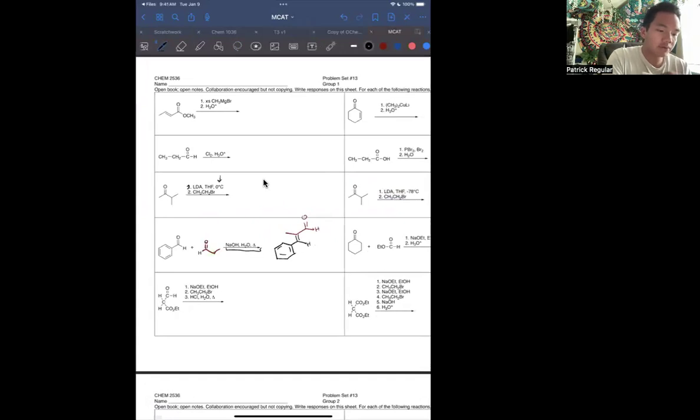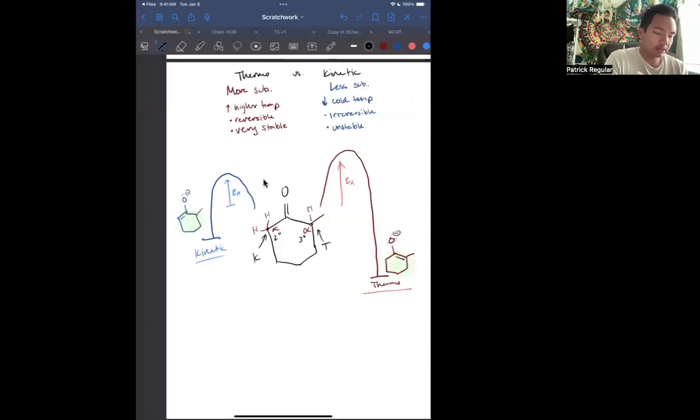Well, out of our two alpha carbons, the one that's more substituted is going to be thermodynamic. So we're going to get something like this. Well, Patrick, that isn't what you drew over here. That pretty much is, because remember, there's going to be resonance, right? Resonance, that's our enolate. Okay, same thing.